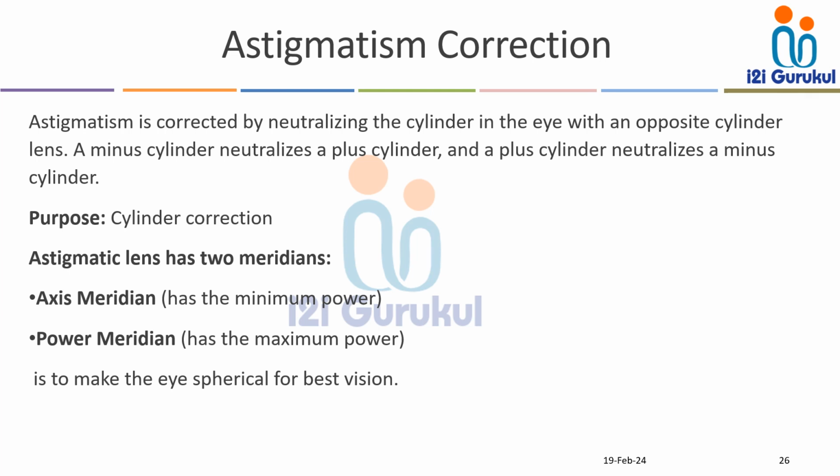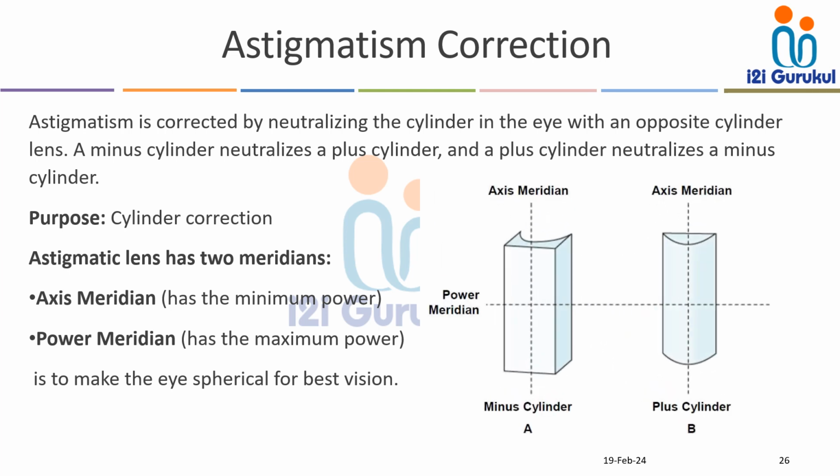Now we have two meridians in the astigmatic lens. One is the axis meridian and the other is the power meridian. The axis meridian has minimum power, whereas the power meridian has maximum power. So it makes the eye spherical for the best vision. Here we have two lens types, one is the minus cylinder and the other is the plus cylinder. These lenses have an axis as well as a power meridian.